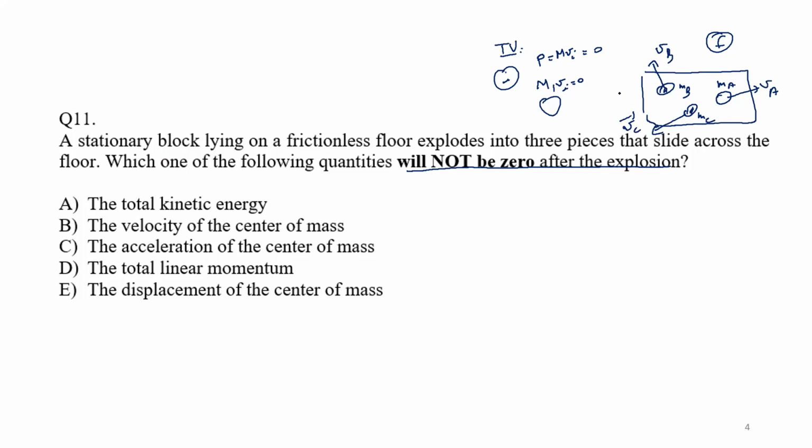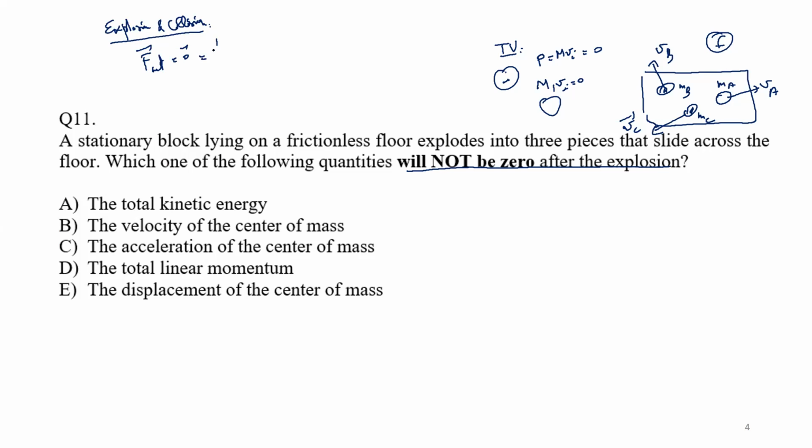So the question is, which of these following quantities will not be equal to 0 after the explosion? As I said in class, with explosion and collision, I will always have conservation of momentum, because the explosion force and the collision force are internal forces. So whenever I have an explosion or collision, the net force is equal to 0. Net force, I'm talking about the sum of all external forces. The collision force and the explosion force are internal forces. So net force is equal to 0.